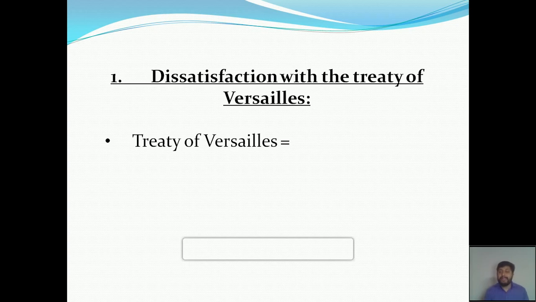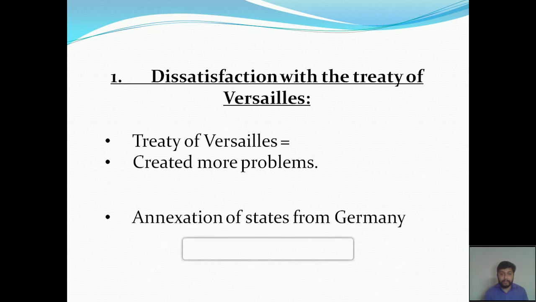But it was not the end of the different events which took place in the world. It created more problems. Because of the different policies, different terms and conditions of the Treaty of Versailles, it created a number of problems in the world, because a number of countries were not happy with the terms and conditions of the Treaty of Versailles.